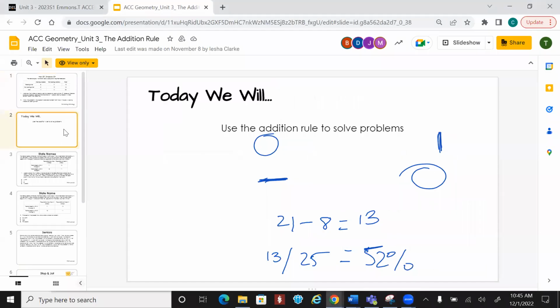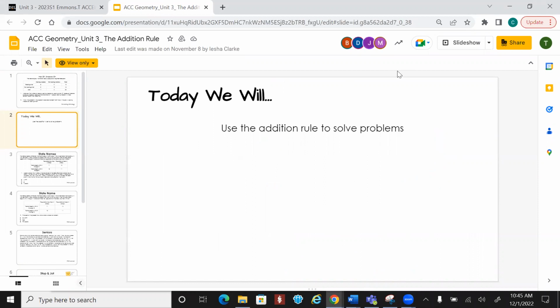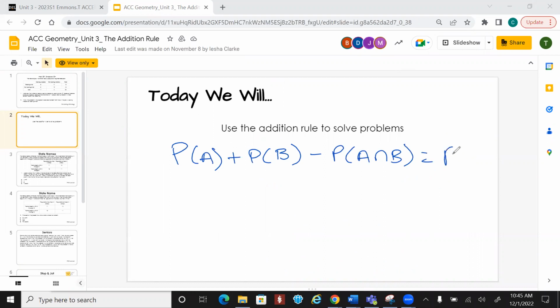So today we are going to talk about the addition rule, which is exactly what we just did. I'm going to go ahead and write out the addition rule. The addition rule is the probability of A or B. This union means or. It is the probability of A plus the probability of B minus the intersection. Fun fact, the intersection means and.